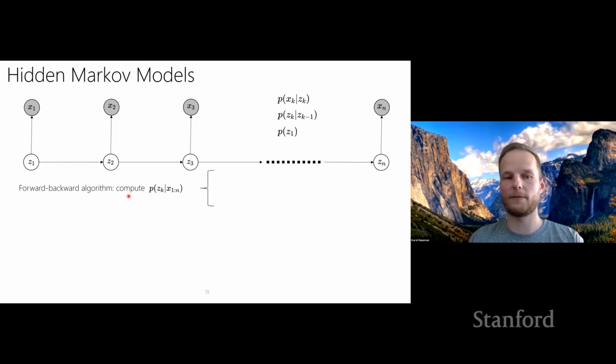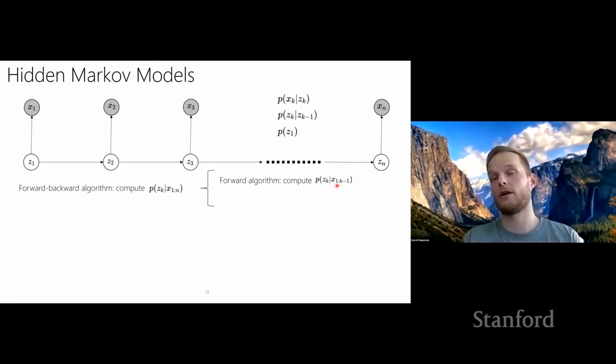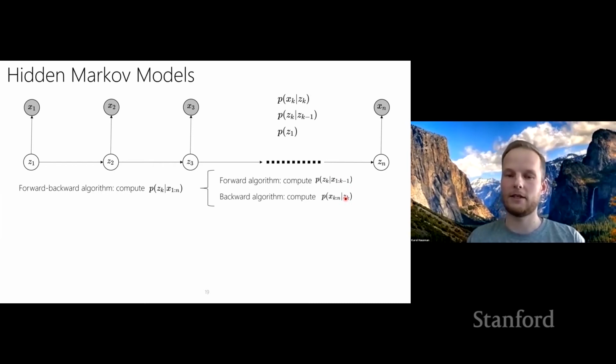All right, so the forward-backward algorithm consists of 2 steps. There is the forward step, which computes this quantity: the probability of our latent at time step k, given all the measurements up until that point, so given x_1 through x_{k-1}. And then there's a backward step that computes kind of the opposite. It computes the probability of our measurements from k through n, so from now till the end, given our latent variable z_k.